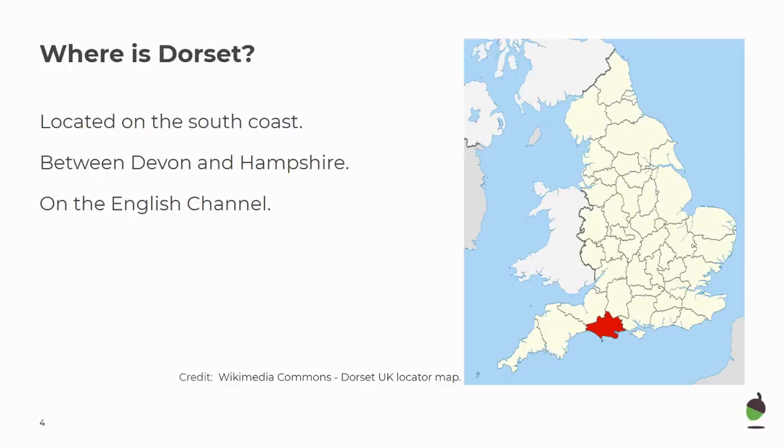Dorset is located on the south coast. It's the county in red on the map. It's located between Devon and Hampshire, and it's on the English Channel.